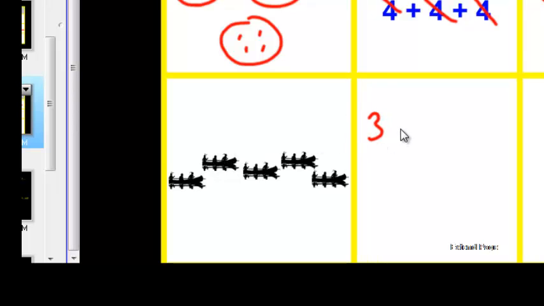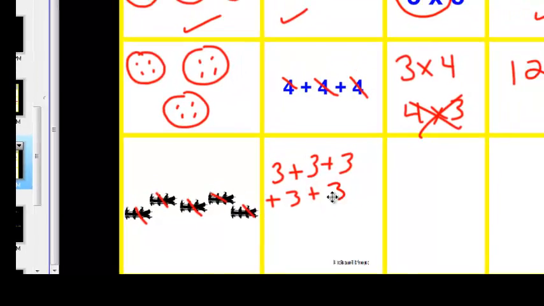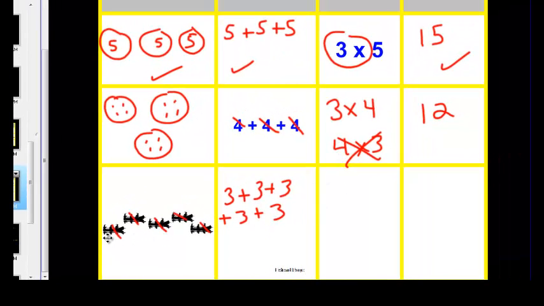So let's go 3 for this one. 3 for this one. I'm just scratching them so I keep track of what I've done. 3 in this one. I don't want to put too many 3s. 3 in this one. And 3 in the last one. And my multiplication equation is going to be 1, 2, 3, 4, 5 canoes. So that's 5 groups of, canoes are groups, of 3.